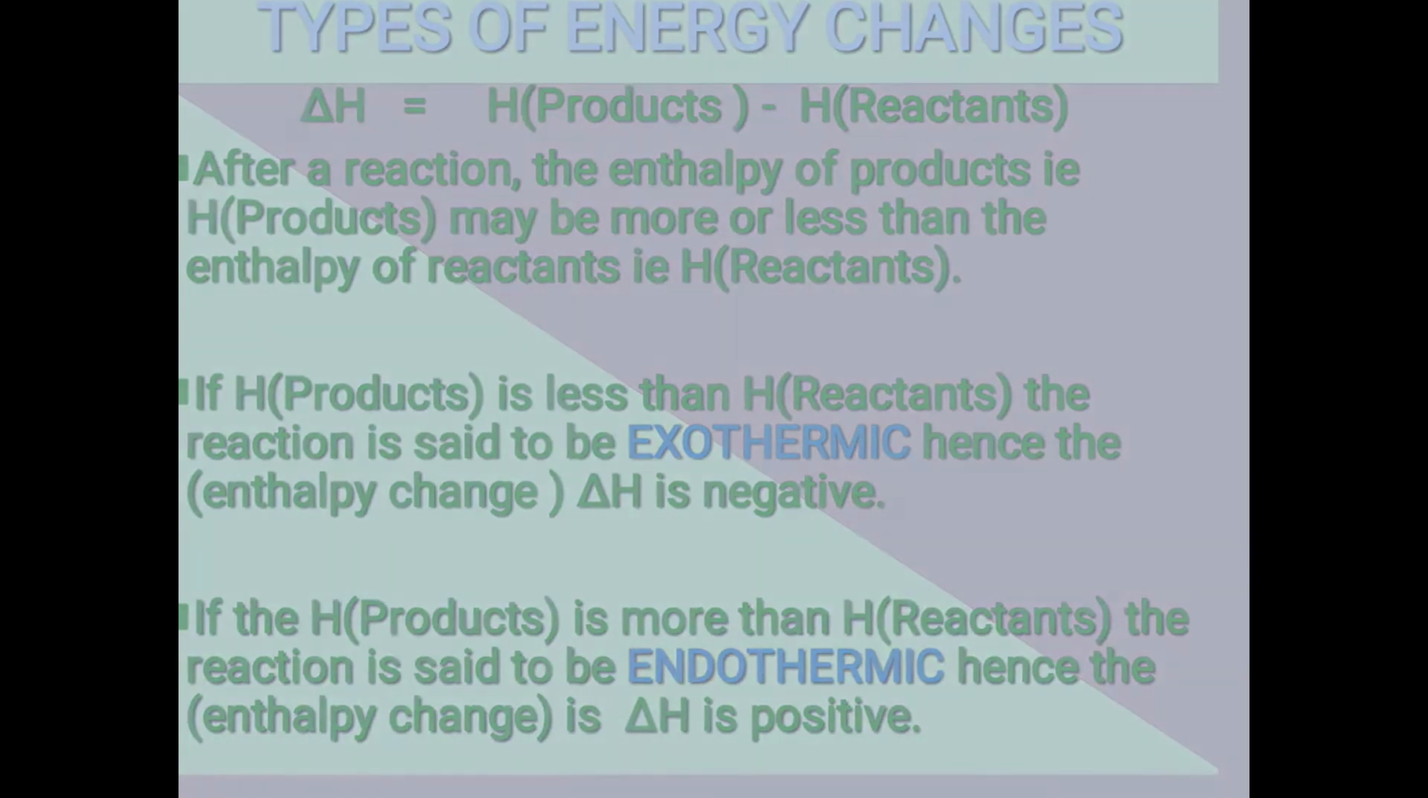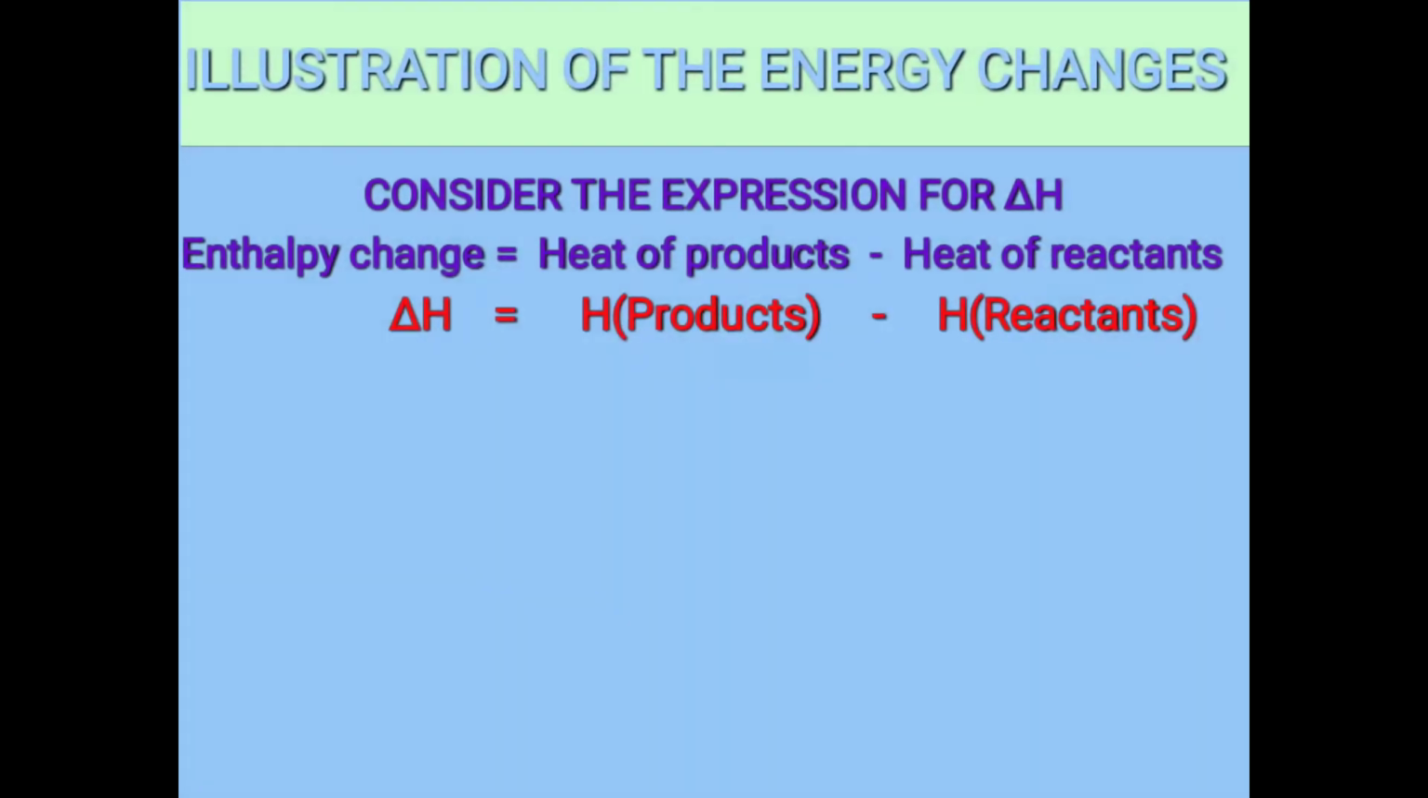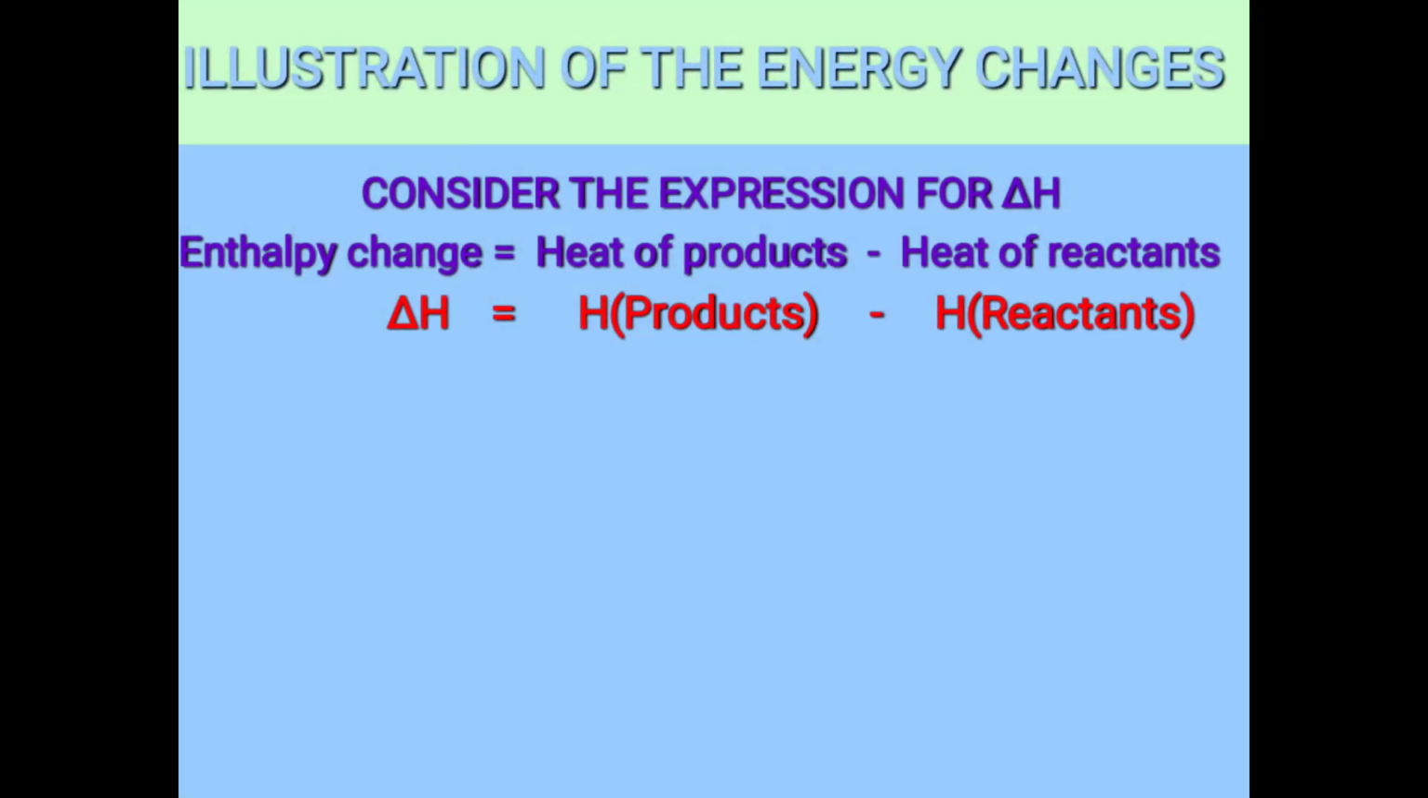Okay, let us try to illustrate that more. We want to illustrate energy changes. Consider the ΔH, or heat change. The enthalpy change, the ΔH, is equal to the heat of products minus the heat of reactants. And if we try to summarize, the ΔH is standing for enthalpy change, H products is standing for heat of products, and the H reactants is standing for heat of reactants.